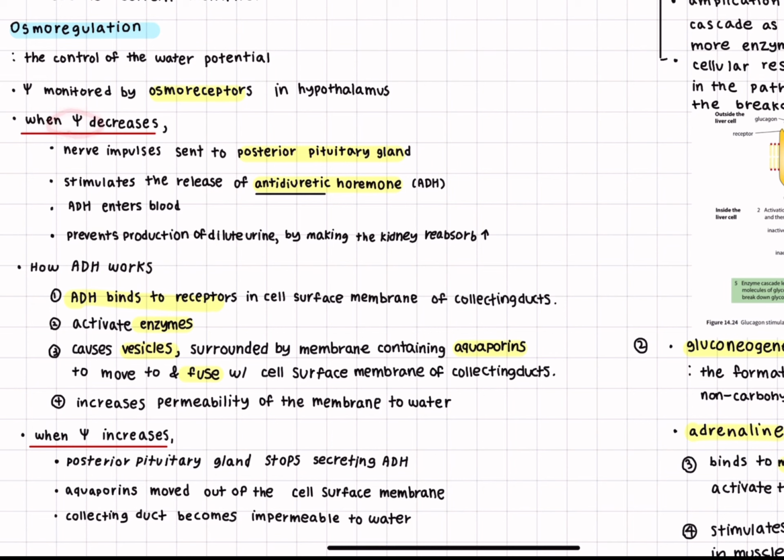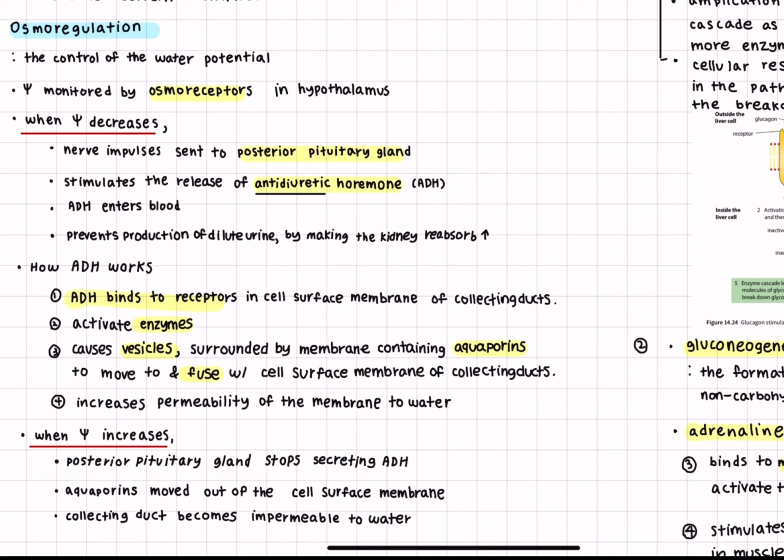So when the water potential in the cell decreases, nerve impulses are sent to the posterior pituitary gland. This is just the name of the gland, and you must memorize it. In the exam, you have to write this word exactly, posterior pituitary gland, okay? And then this posterior pituitary gland stimulates the release of antidiuretic hormone. This is also written as ADH for short.